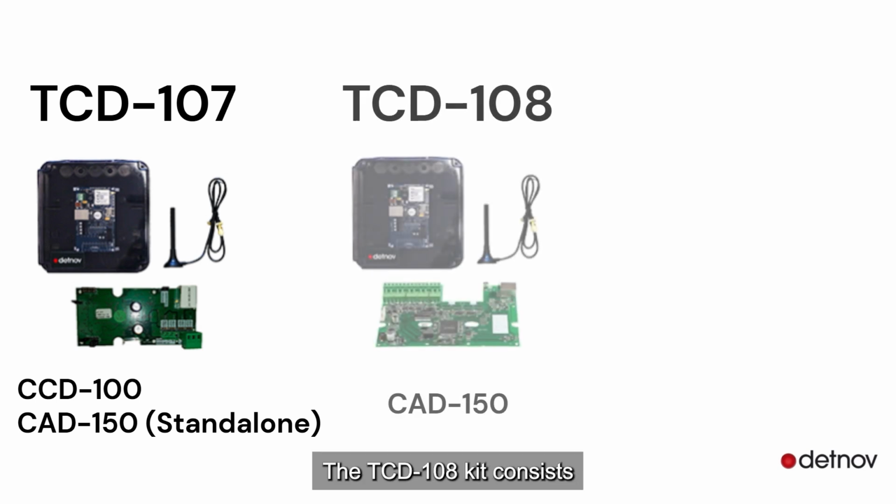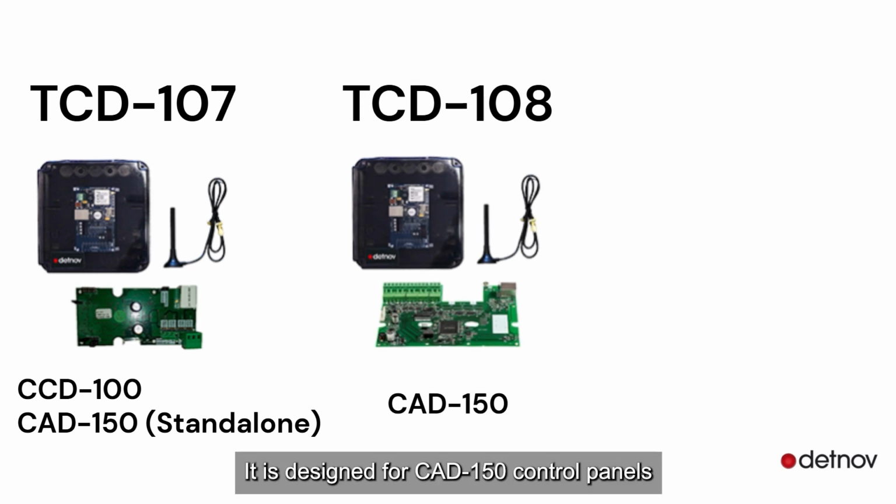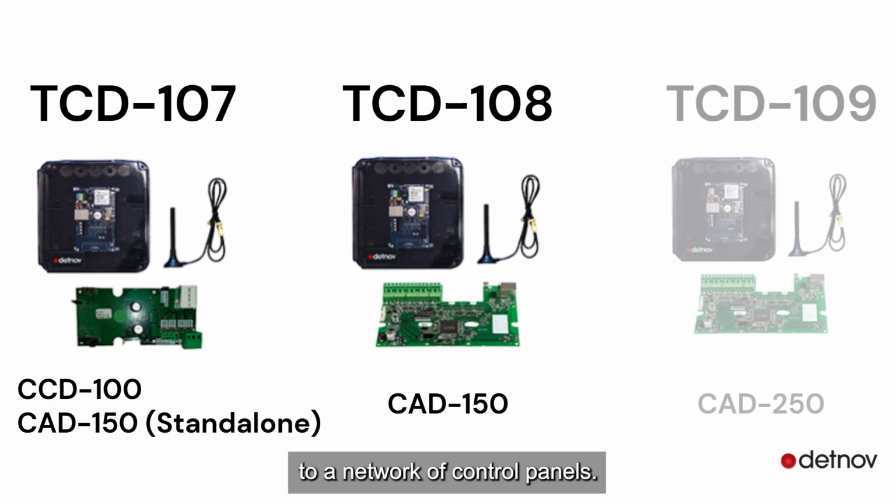The TCD 108 kit consists of a transmitter and the TMB 251 card. It is designed for CAT 150 control panels. This card allows us to connect to the transmitter and also to be connected to a network of control panels.